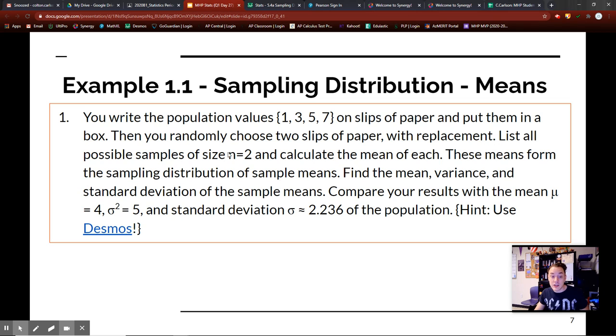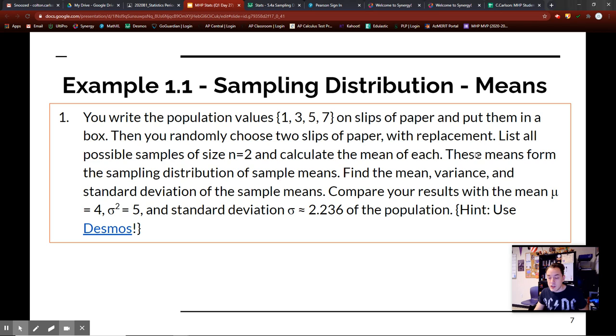Okay, so this is actually a fundamental counting principle problem, if you don't already know that. It's a fundamental counting principle where we have 4 possible options, but we're taking 2 at a time. So that's really just 4 squared, or 4 times 4. So we're going to have 16 possible samples. I'm going to show you that in a little bit. We're going to have 16 possible samples.